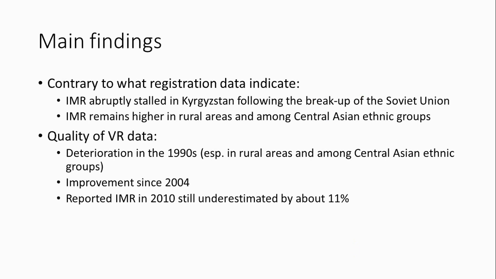All right, so the main finding is that, contrary to what registration data indicates, the infant mortality rate abruptly stalled in Kyrgyzstan following the breakup of the Soviet Union, and infant mortality remained higher in rural areas than among other population groups. In terms of the quality of the VR data, what we conclude is that there was deterioration in the 1990s, especially in rural areas and among Central Asian ethnic groups. However, there's been an improvement since 2004 in relation to the change of standards, but we conclude that the reported IMR in 2010 is still underestimated by about 11%, and in fact, the new DHS data that came more recently is supportive of this conclusion.